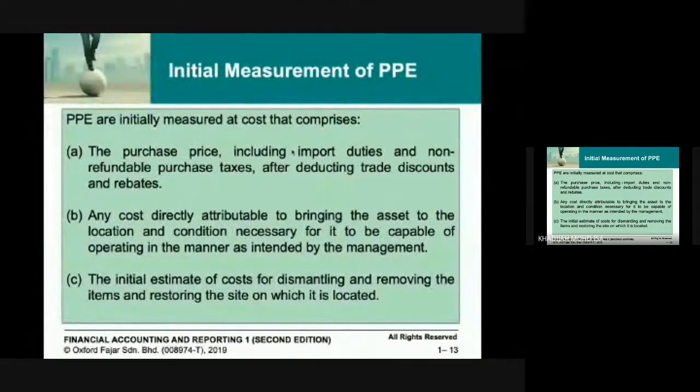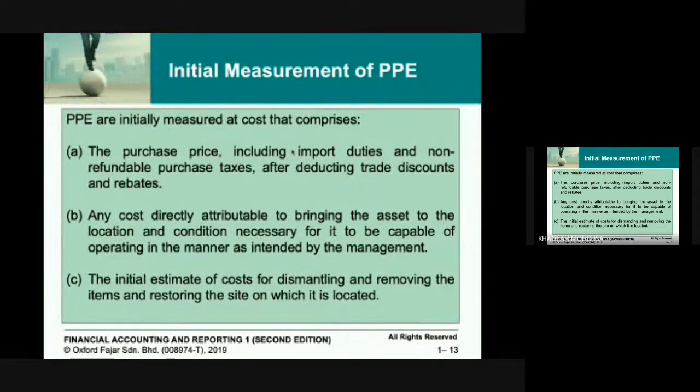All right. So PPE is initially measured at cost, which comprises the purchase price, right? So how you measure the cost of the PPE is the purchase price, including import duties and non-refundable purchase tax, after deducting trade discounts and rebates. So all these are the measurement. Any cost directly attributable to bringing the asset to the location and condition necessary for it to be capable of operating in a manner as intended by the management.